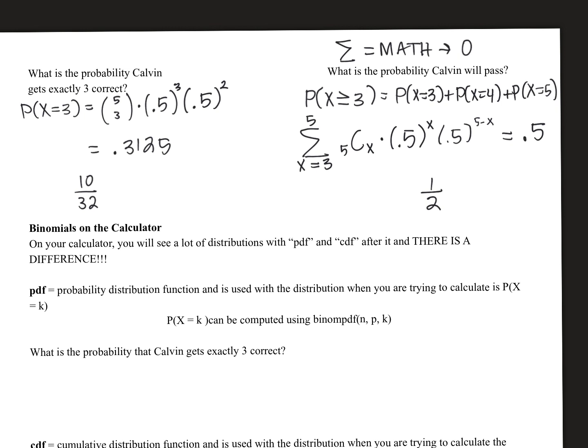Because we could do this by hand. We could do x equals 3, we could do x equals 4, we could do x equals 5, and we could add them up. But we're going to get questions where we need to do it for 7 or 8 numbers, in which case doing it by hand is way too time consuming. Okay.